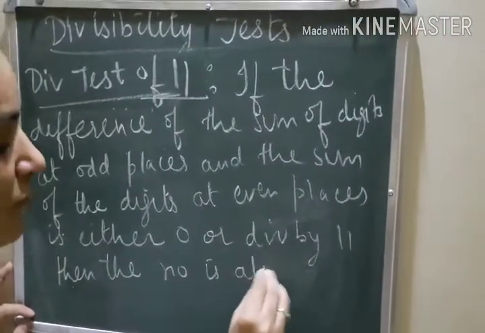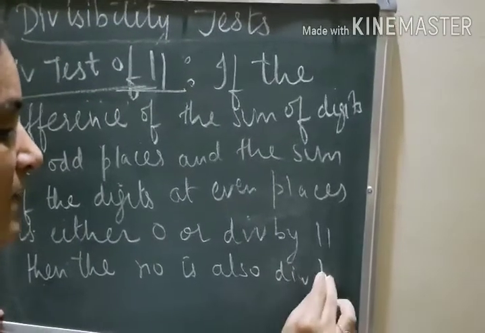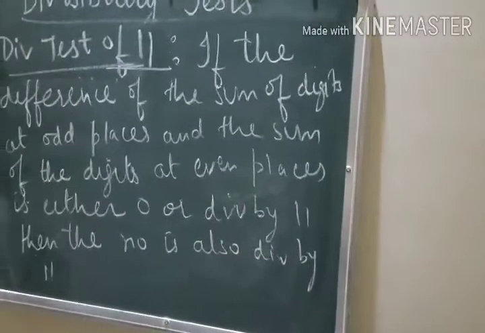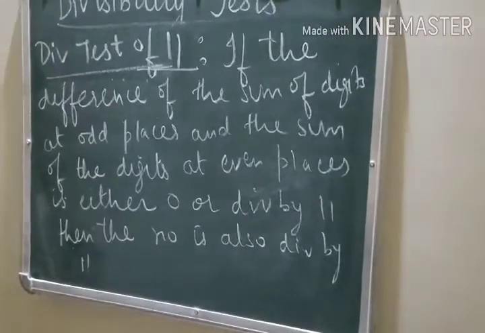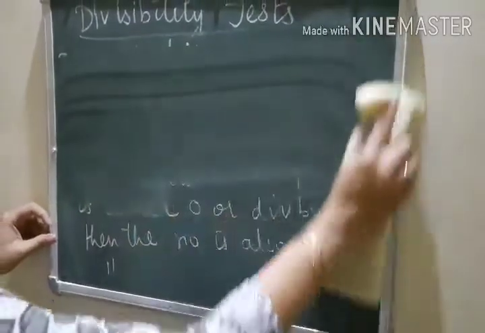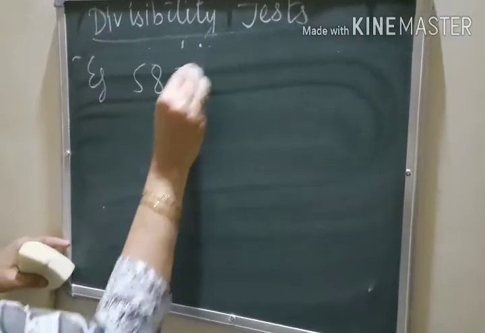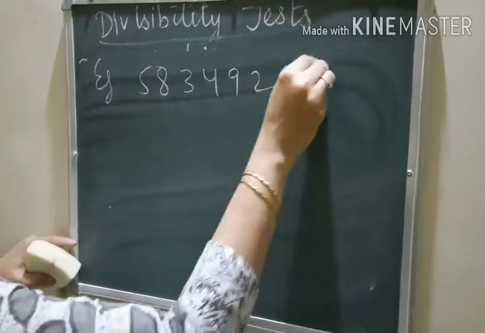This you have done in your junior classes also. So once again I am repeating. I'll take the example. What you have to do, you have to just take some number, right? I am taking the number, suppose 5, 8, 3, 4, 9, 2, 6, 5.